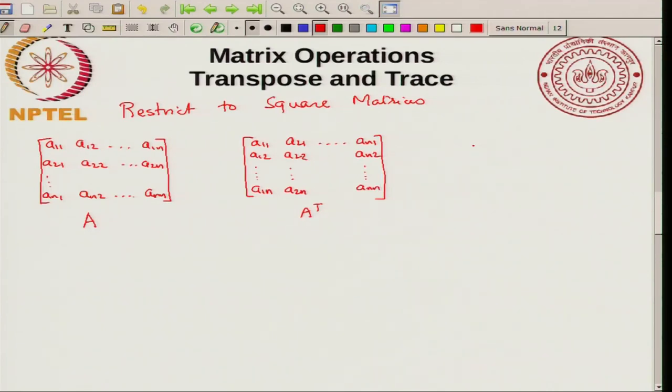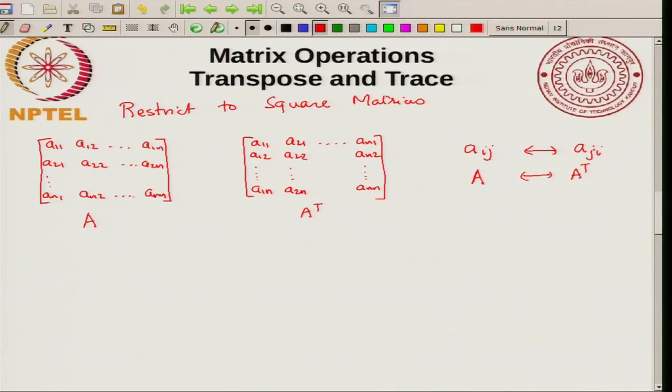So I can write, if Aij is your element of A, then the corresponding element of A transpose is Aji. So Aij and Aji are swapped in A and A transpose. So when you go from A to A transpose, you are swapping the off diagonal elements. Diagonal elements are not affected because Aii remains the same.